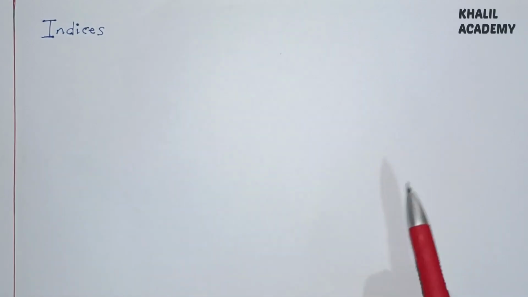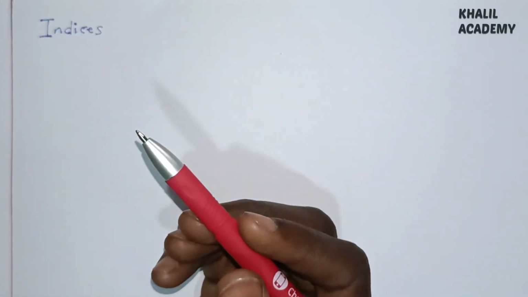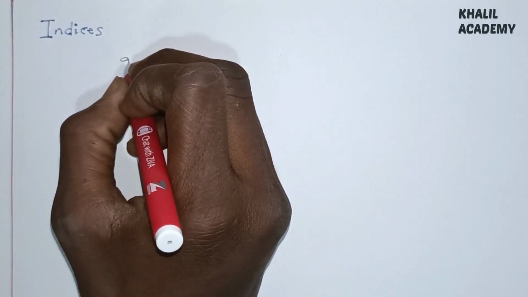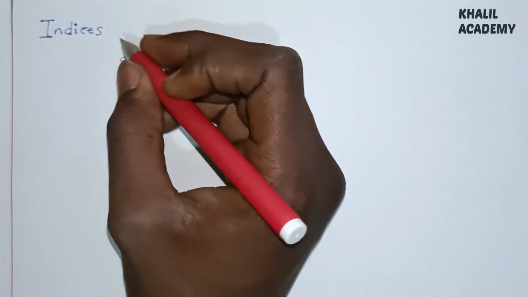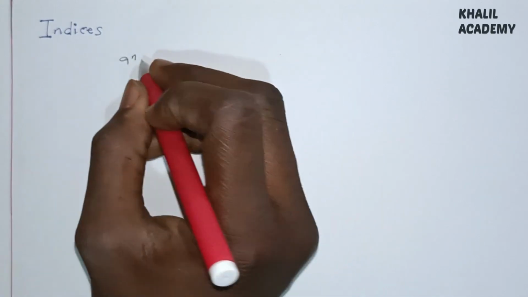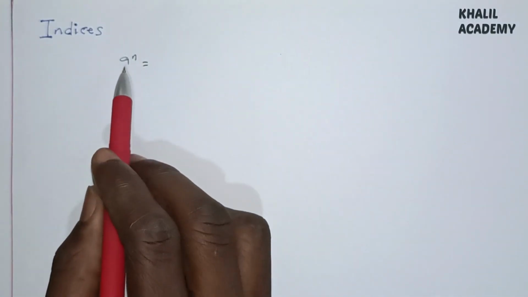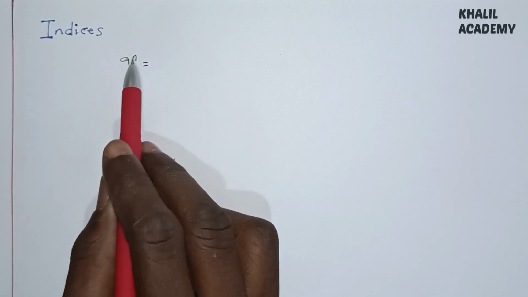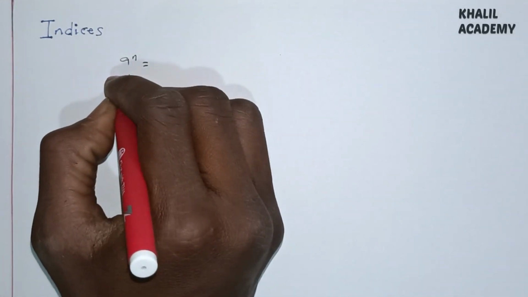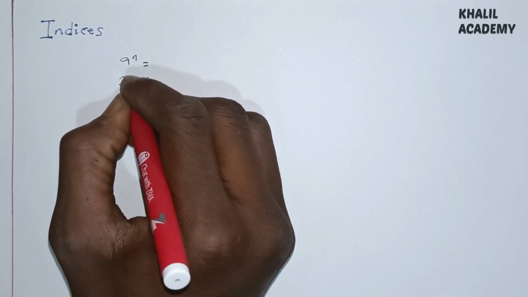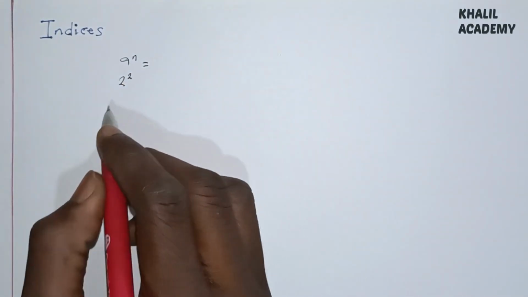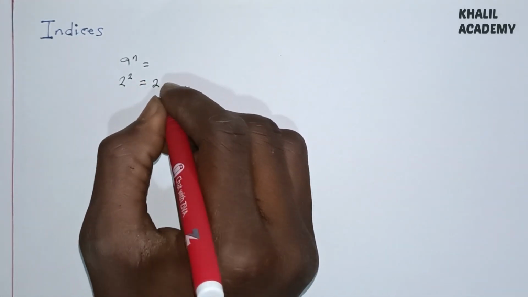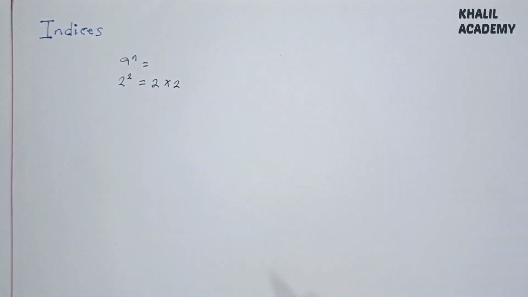Indices is gotten from the word index. For example, a raised to the power of n. This means a multiplied by itself n times. In figures, if we say 2 raised to the power of 2, this means 2 multiplying itself 2 times, so this will be 2 times 2.